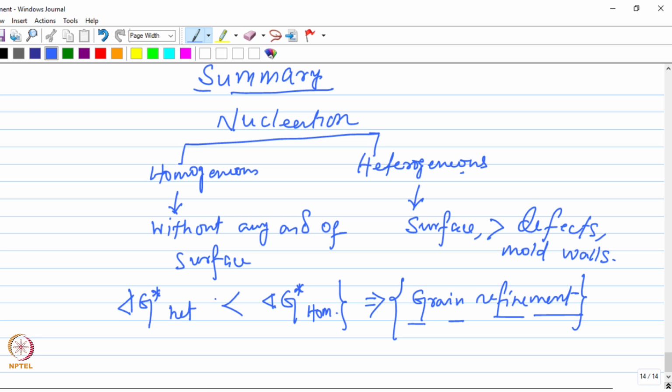Okay, and I should also mention here that heterogeneous nucleation is more practical. This is what you generally encounter in practical scenarios because, as I said, the energy barrier for the nucleation is lower, and in every material you will have some defect to initiate the nucleation.